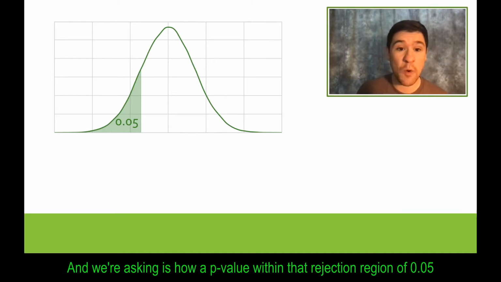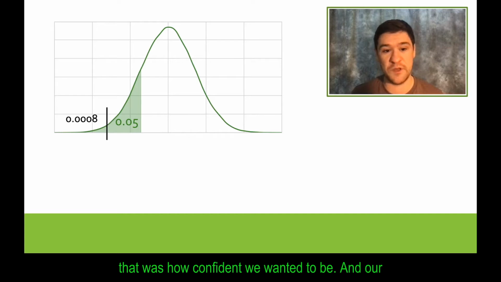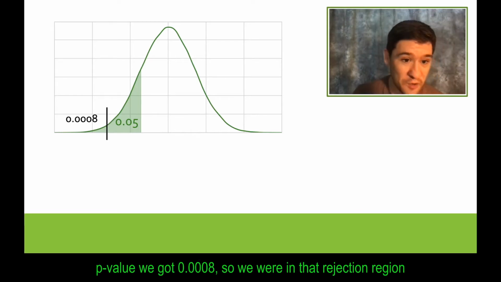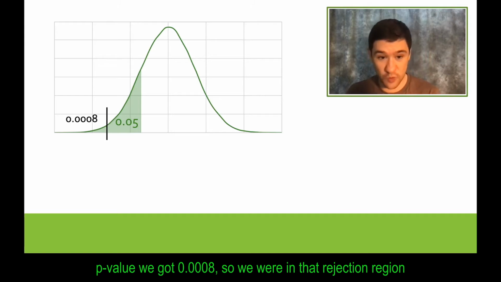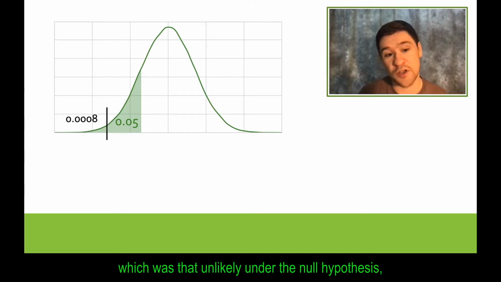And we're asking, is our p-value within that rejection region of 0.05? That was how confident we wanted to be. And our p-value, we got 0.0008. So we were in that rejection region. That means we had a t-statistic which was that unlikely under the null hypothesis.